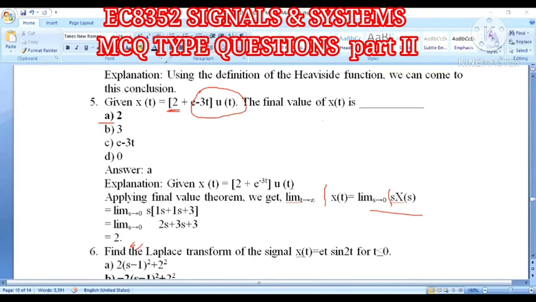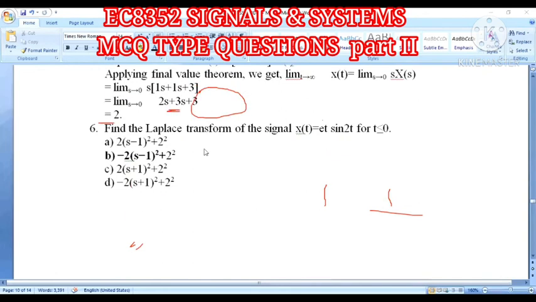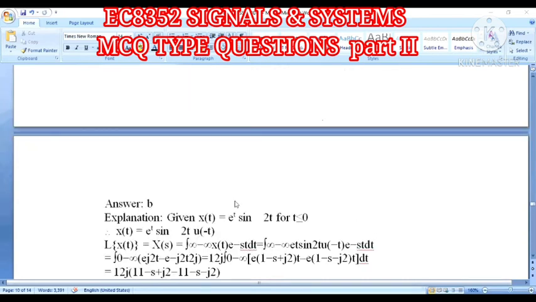Find the Laplace transform. Similarly, for the next problem, find the Laplace transform for the signal x of t equal to e to the power of t sin 2t for t less than 0. Okay, the same step we have to follow here, applying the Laplace transform. Okay, let's check the answer.